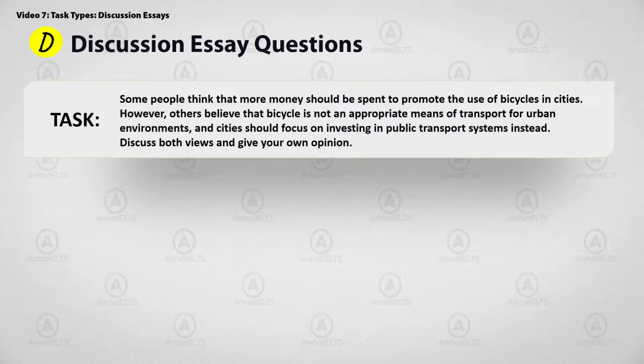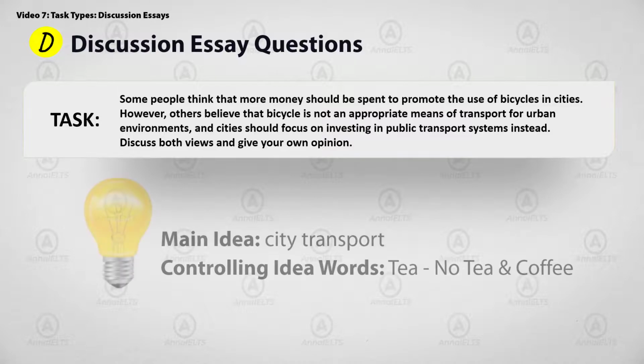Some people think that more money should be spent to promote the use of bicycles in cities. However, others believe that bicycle is not an appropriate means of transportation for urban environments, and cities should focus on investing in public transport systems instead. Discuss both views and give your own opinion. Let's analyze the task. What's the main idea? Well, the main idea is city transport.